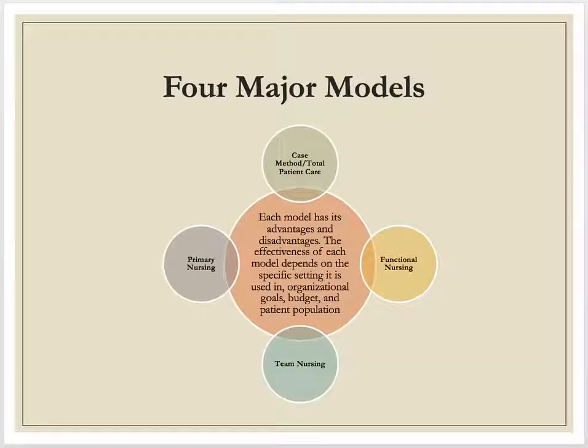The four major care delivery models or systems that I decided to look at included the case method or total patient care method, functional nursing, team nursing, and primary nursing. Each model has its advantages and disadvantages. However, the effectiveness of each model depends on the specific setting it is used in, organizational goals, budget, and patient population.